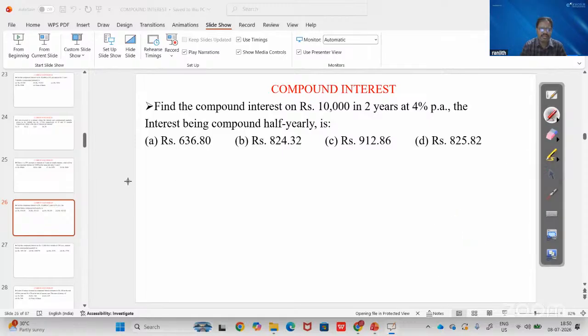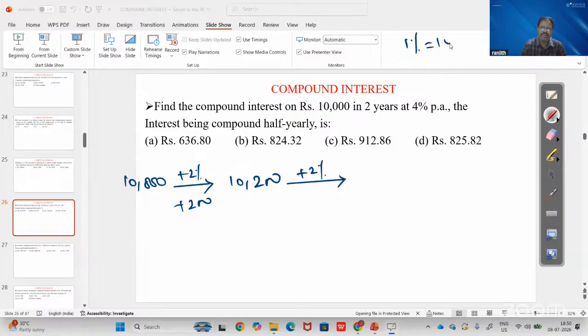2 percent: what is 1% of 10,000? 2 percent will be equal to 200. So that will be 10,200. Again, 1 percent equals 102, so 2 percent will be 204. So that is 10,404. Again, 1 percent is nothing but 104, and 2 percent is nothing but 208.